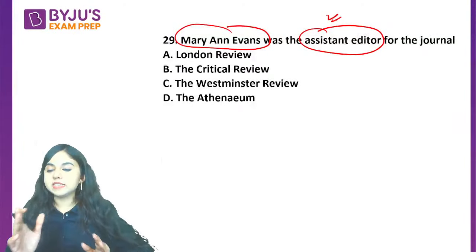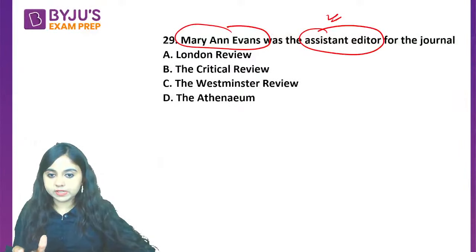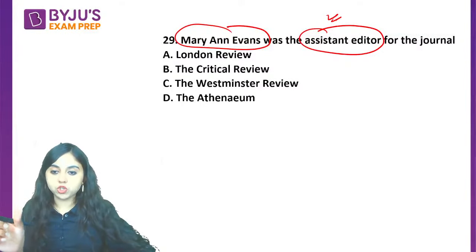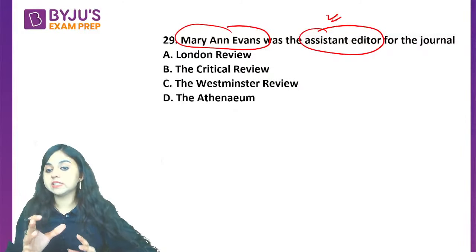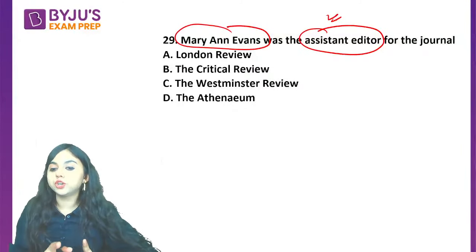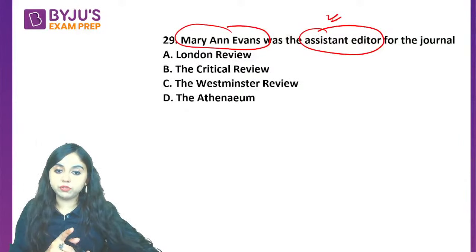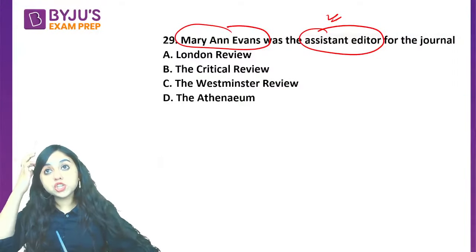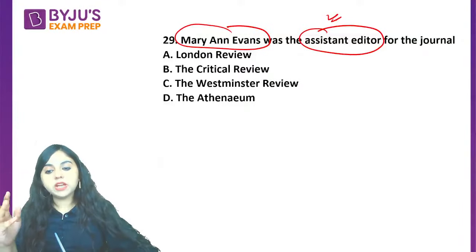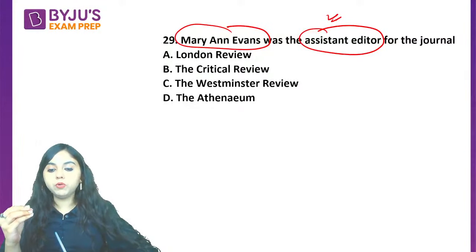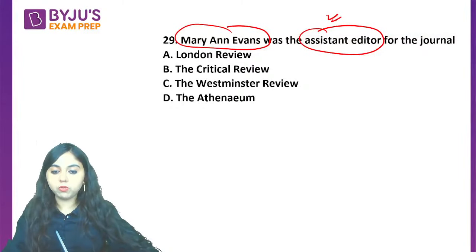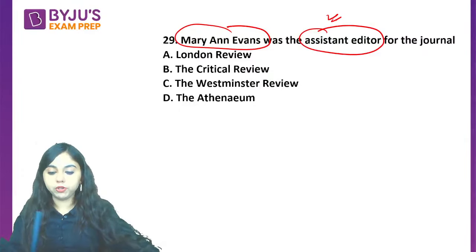Mary Ann Evans' 19th century novels have to be done in greater detail. Mary Ann Evans published her novels under the pseudonym of George Eliot, and she was the assistant editor for the British quarterly journal called the Westminster Review. She preached progressive and liberal ideals. She was talking about how you are not supposed to be conservative in your outlook at all. You need to change and reform altogether.